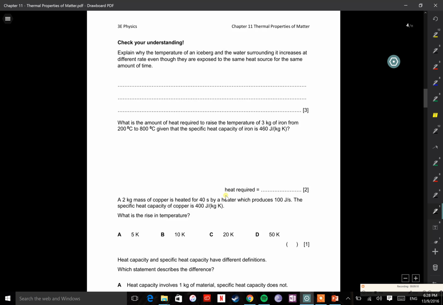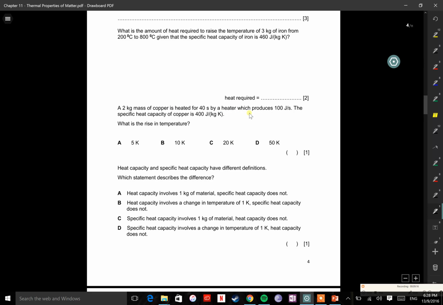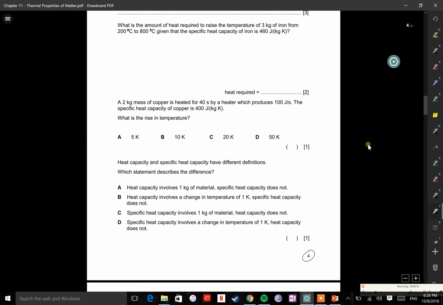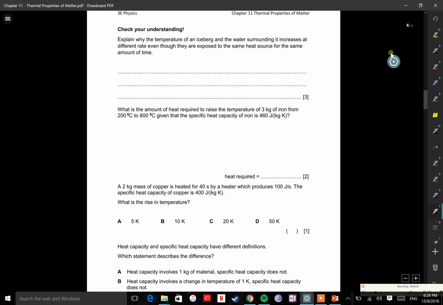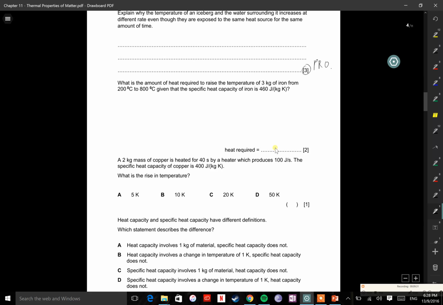In the next lesson, I'll also be doing this. So do try the questions here on page 4, especially this one. Try to remember how to use the PRO method. Using the PRO method will definitely give you the 3 marks. So I'll stop the video here. Do try page 4 before coming to class.